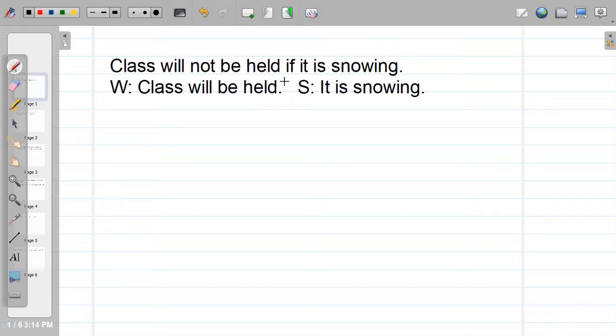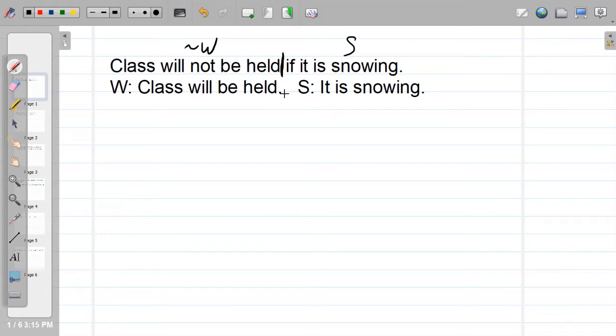So, class will not be held if it is snowing. I think these are the major parts. So there's this big part, and then there's this big part, right? Something, class will not be held, if it is snowing. So you know that those are the two large parts. For class will be held, that is W. So you know that class will not be held is going to be not W. Okay. And it is snowing, you know that's going to be S.